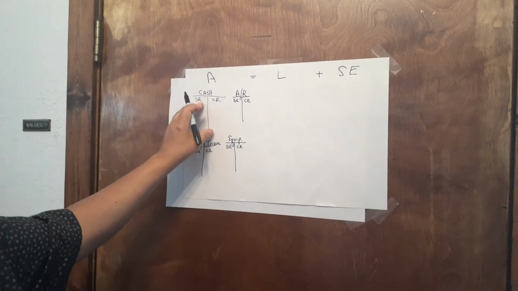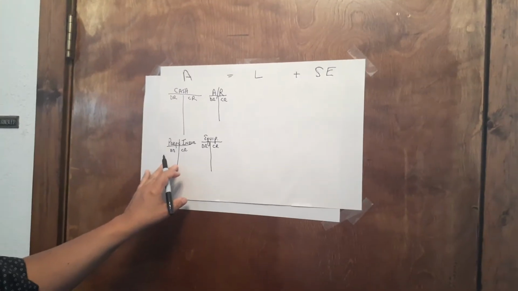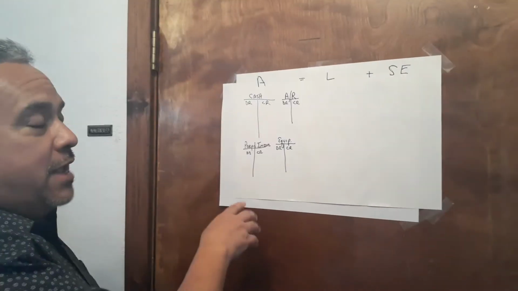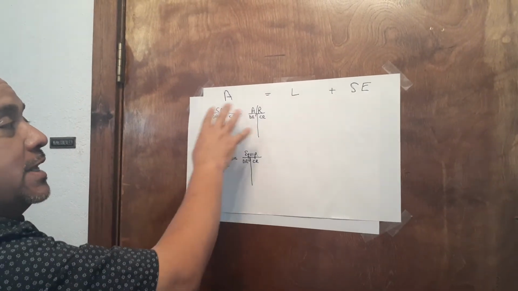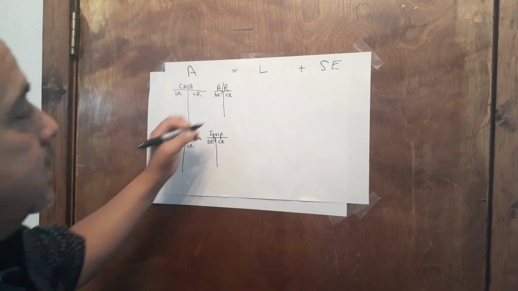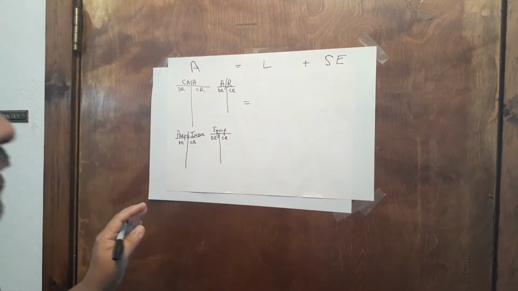So I have a T account for cash, one for accounts receivable, one for prepaid insurance, and another one for equipment. These are all examples of assets, and assets are listed in order of liquidity. That means how fast we can convert them into cash. So I'm going to go to the other side. Well, let's stay on this side first of all.